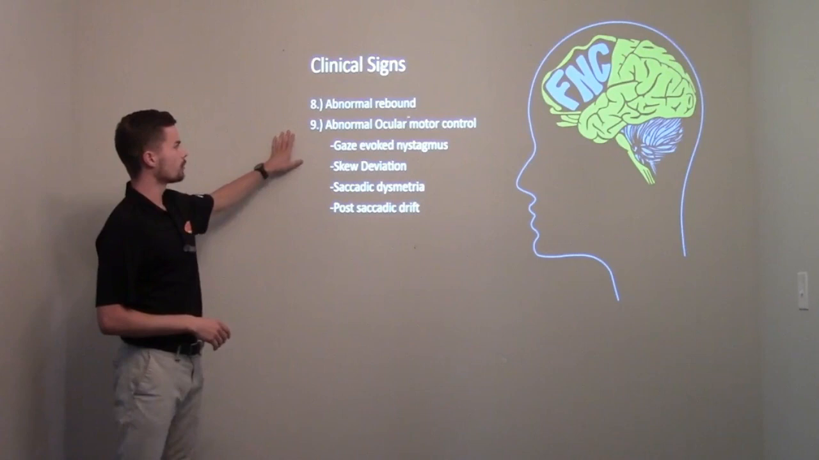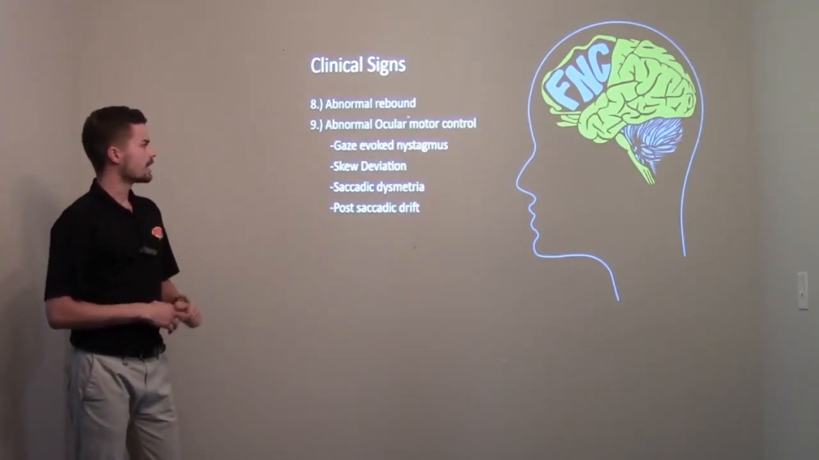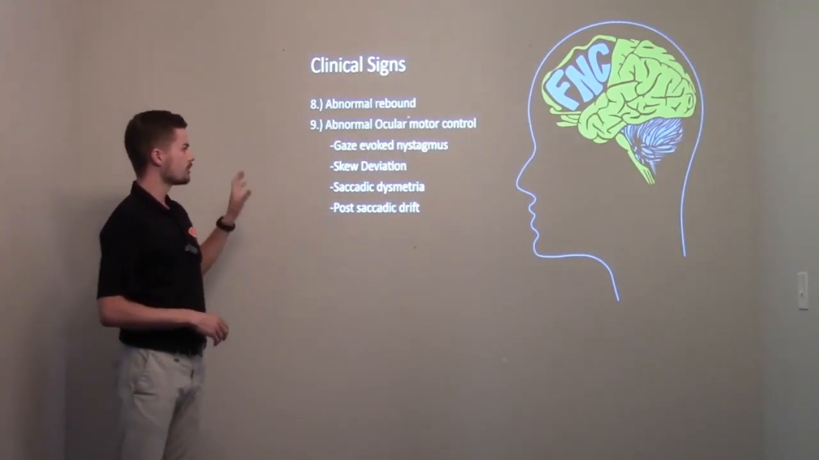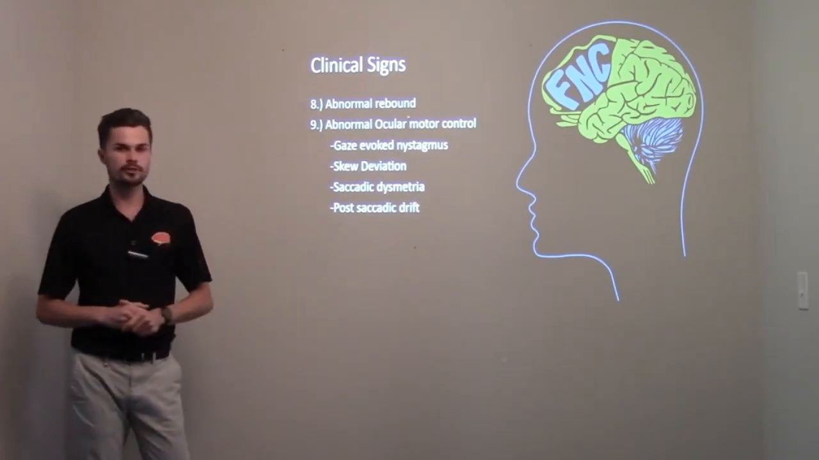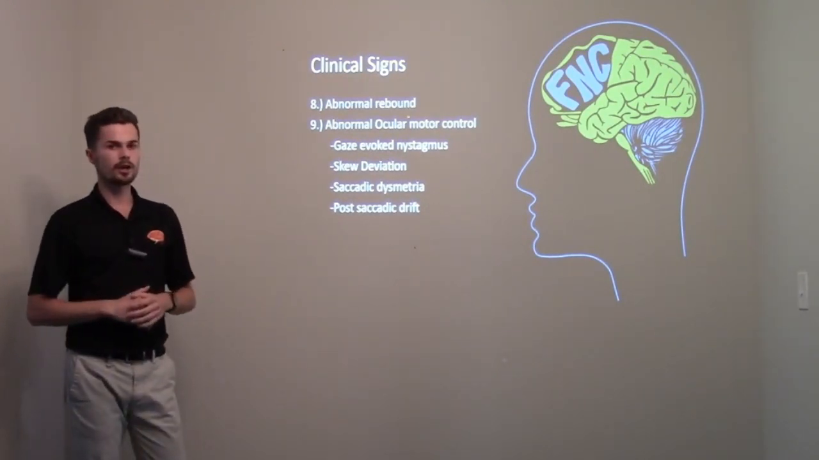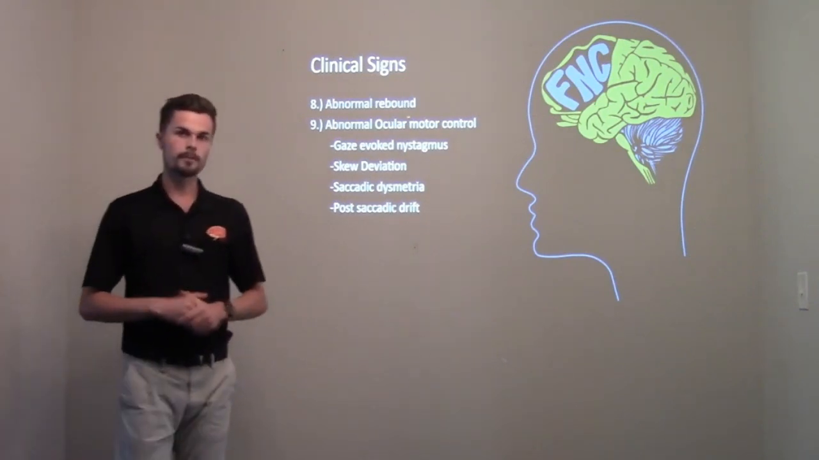Then we have abnormal ocular motor control: gaze-evoked nystagmus, skew deviation, saccadic dysmetria, and post-saccadic drift, which we're going to touch on more in future club meetings.